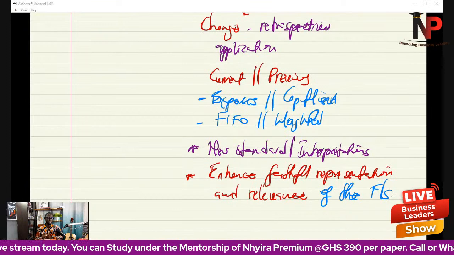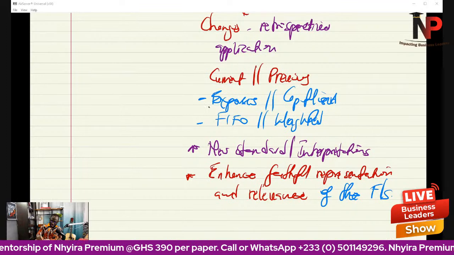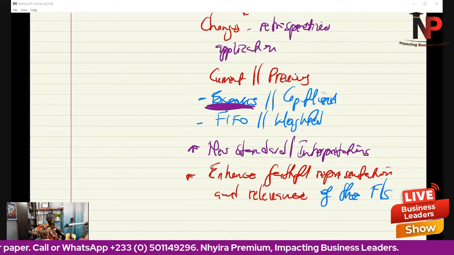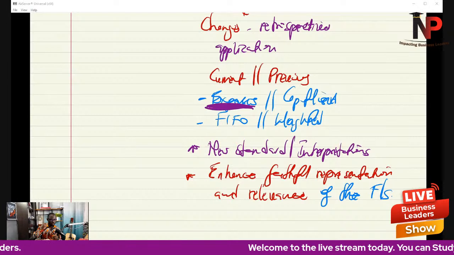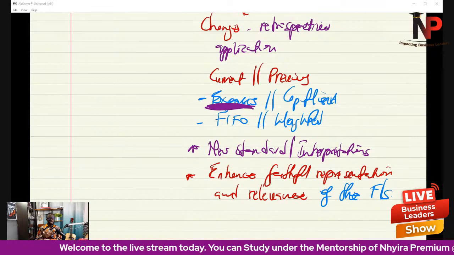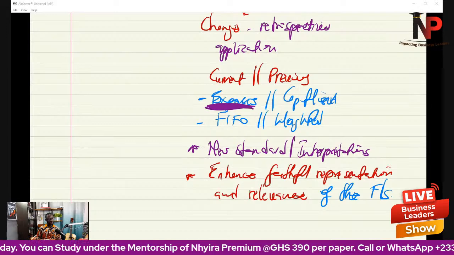Like for instance, we were treating a transaction as an expense, but if we look at it, it shouldn't be an expense. It should rather be capitalized, right? That will enhance faithful representation of the financial statement. So we adopt it in that particular case. So that is the idea there. If there's a new standard, we change it. If it will enhance faithful representation of the financial statement, then we change it.